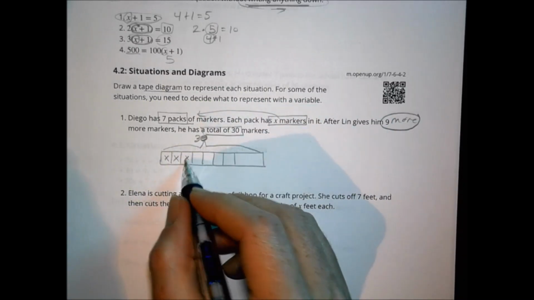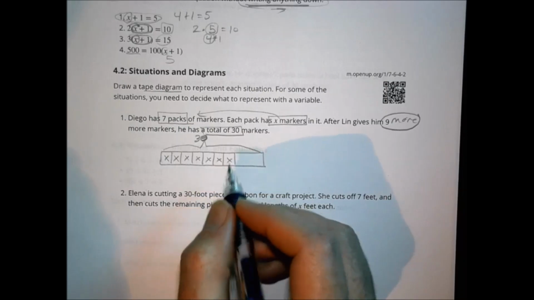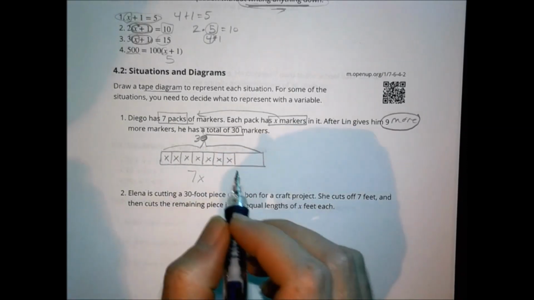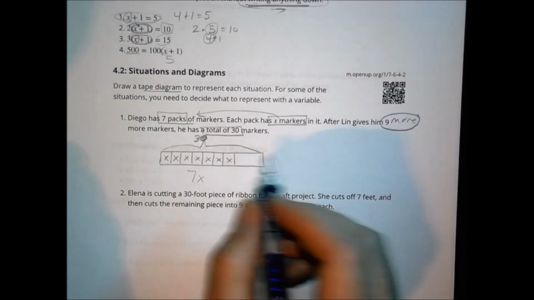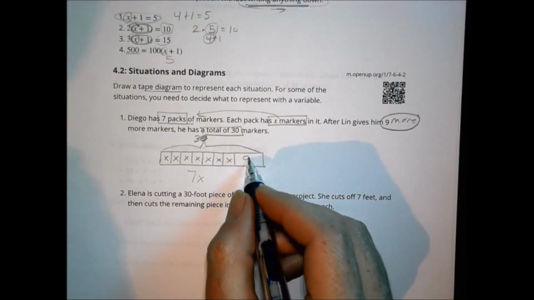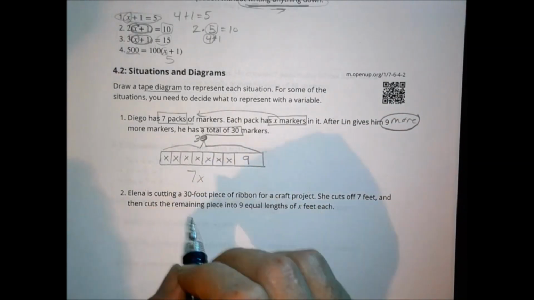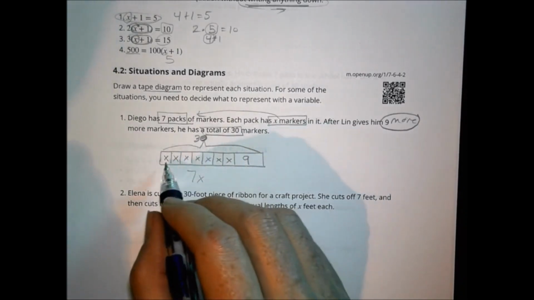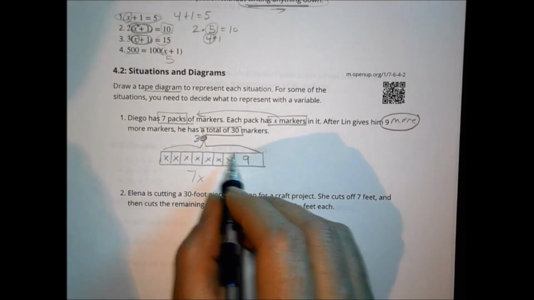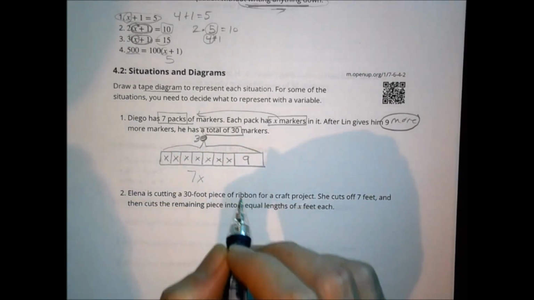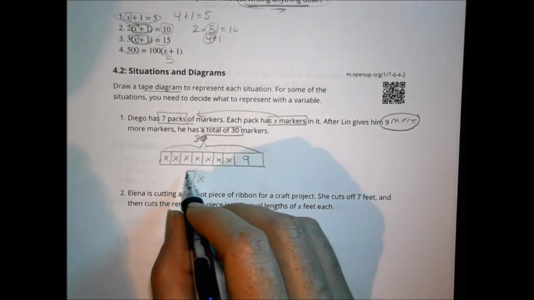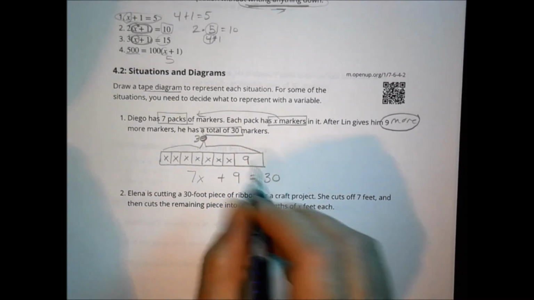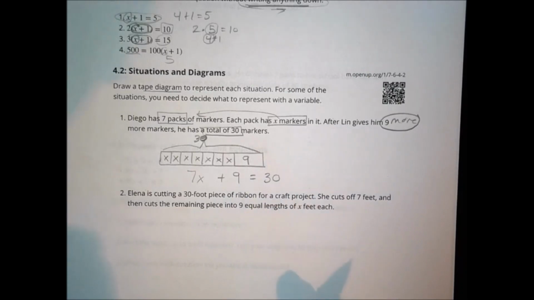So 1, 2, 3, 4, 5, 6, 7. I don't know how many of those there are, but I know that there are 7 of the boxes with x markers in it. After Lynn gives him 9 more markers, so we have 9 additional ones there, that's what I left that space there for, then he has a total of 30 markers. So that's what we have there when we look at number 1. We're going to break that up to have 7 packs of markers there, plus the additional 9 that Lynn gives him. So we end up with something along the lines of 7x plus 9 for that total of 30. We'll come back to that at a later point here, but let's move on to the next one.